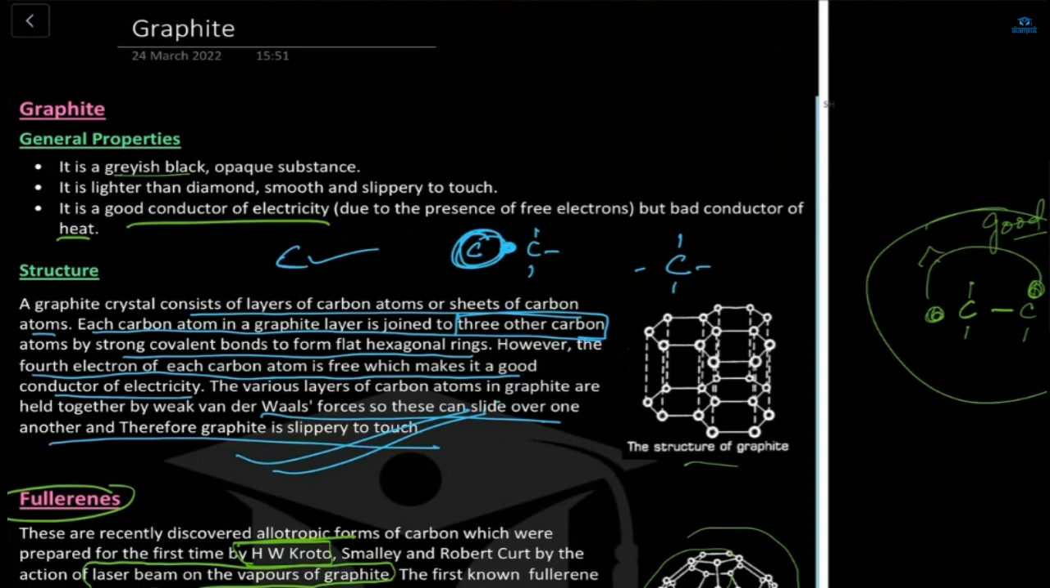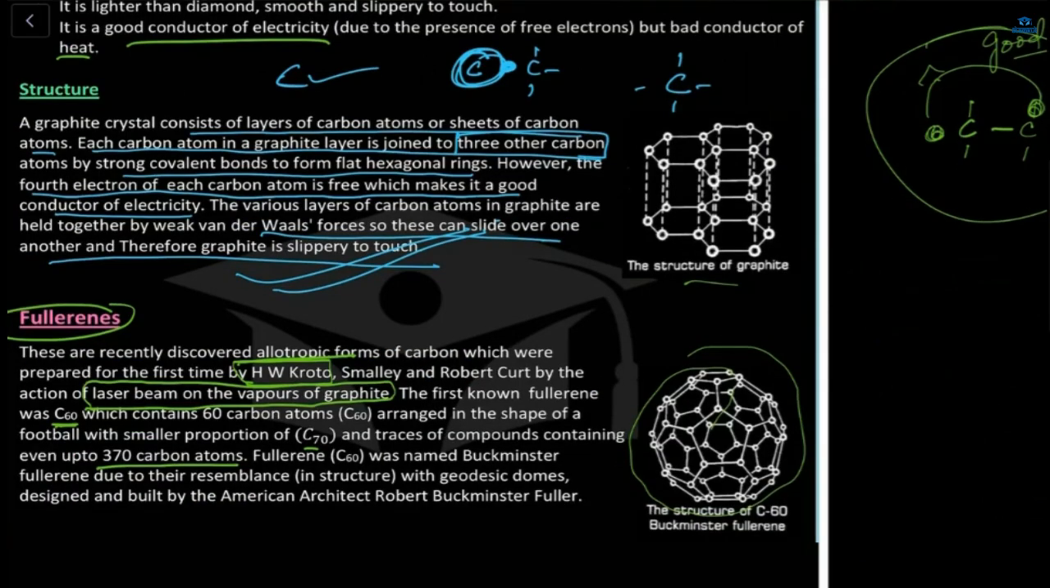What is the main thing about the structure? Each carbon atom should be joined with three other carbon atoms for graphite. What about fullerene? A total of 60 carbons will be there in fullerene. It's a football-like structure, right? So this is the structure of C60 Buckminster fullerene.